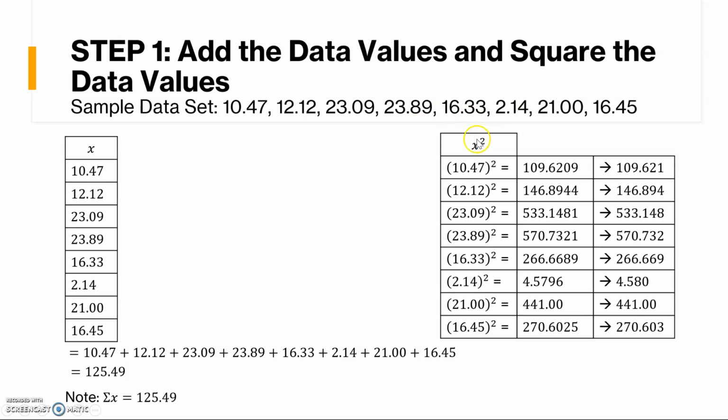And then I'm going to take each one of my x values, 10.47, 12.12, and so on. That's all the numbers up here. And I'm going to square them. I'm going to get these numbers right here, but I'm going to go to 3 decimal places, just like we did in the previous example. I'm going to go 1, 2, 3. Because that's a 9, I'm going to bump that up to a 1. Okay?